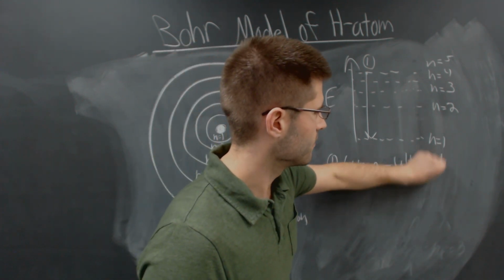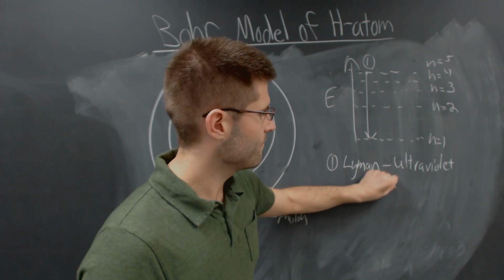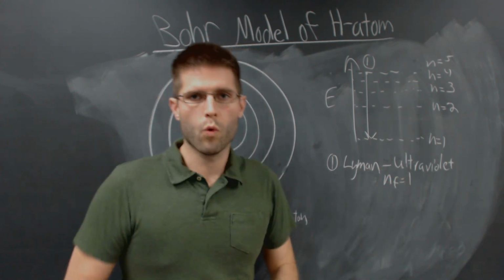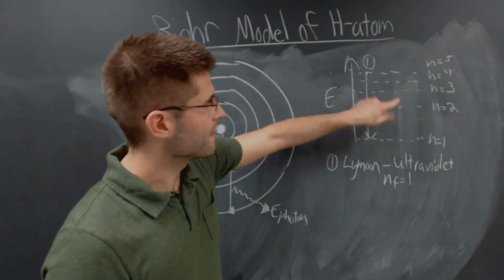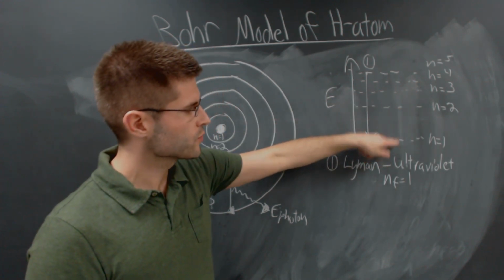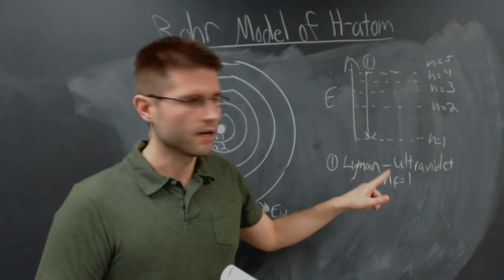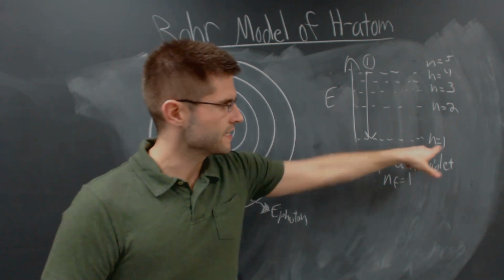Ultraviolet. And this is when n final is going to be equal to 1. So anytime, if an electron was in n equals 4 and it dropped down to n equals 1, that would still be a Lyman series transition because the final state is n equals 1.